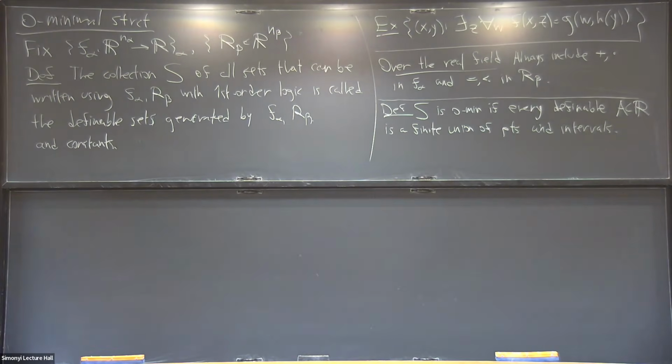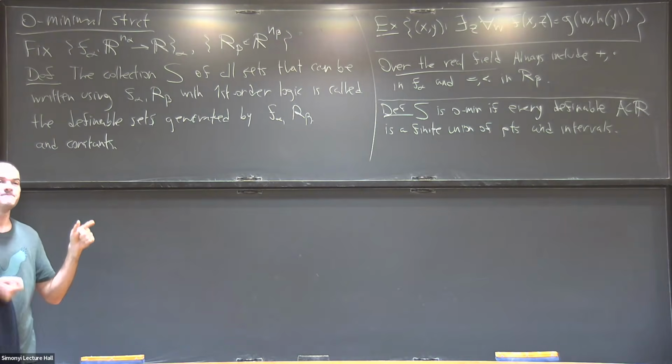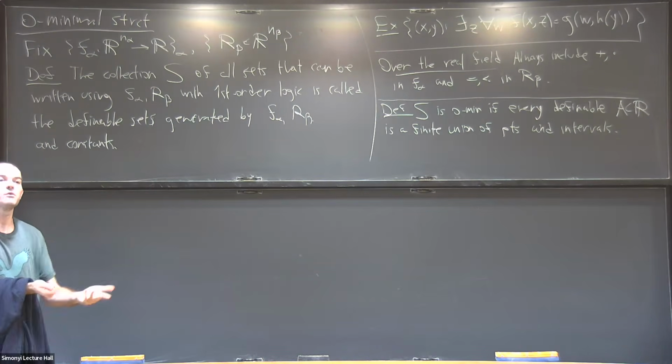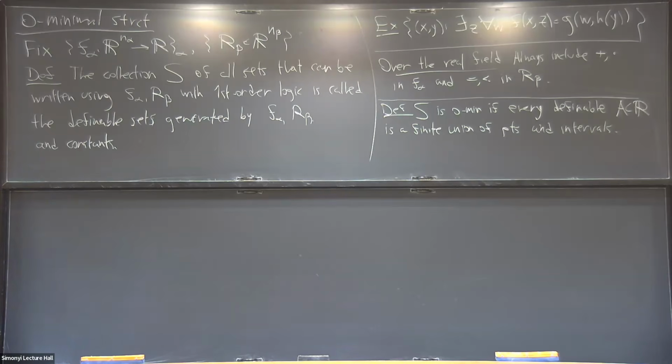Sorry, can you say something about the terminology? Why do you call it o-minimal rather than something else? So O is for the order, and it is the minimal thing that you can get once you throw in the order as part of your language.